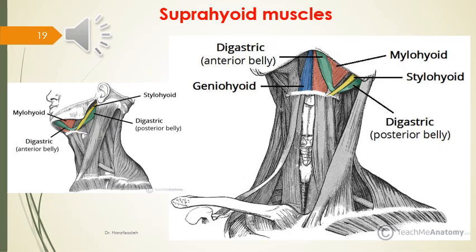For example, some of them have 2 bellies, such as the digastric muscle, which has an anterior and posterior belly, as you can see in the picture. In the left picture, the digastric is in green color, mylohyoid is red and stylohyoid is yellow. In the right picture, you can see these muscles in addition to geniohyoid in blue color. These four muscles are in the suprahyoid area.